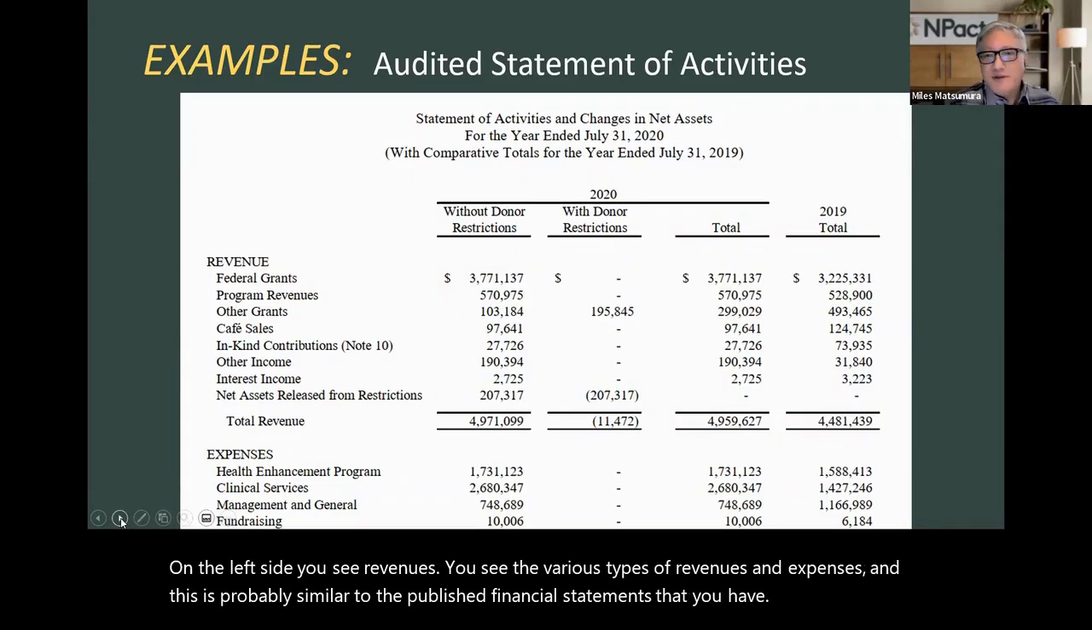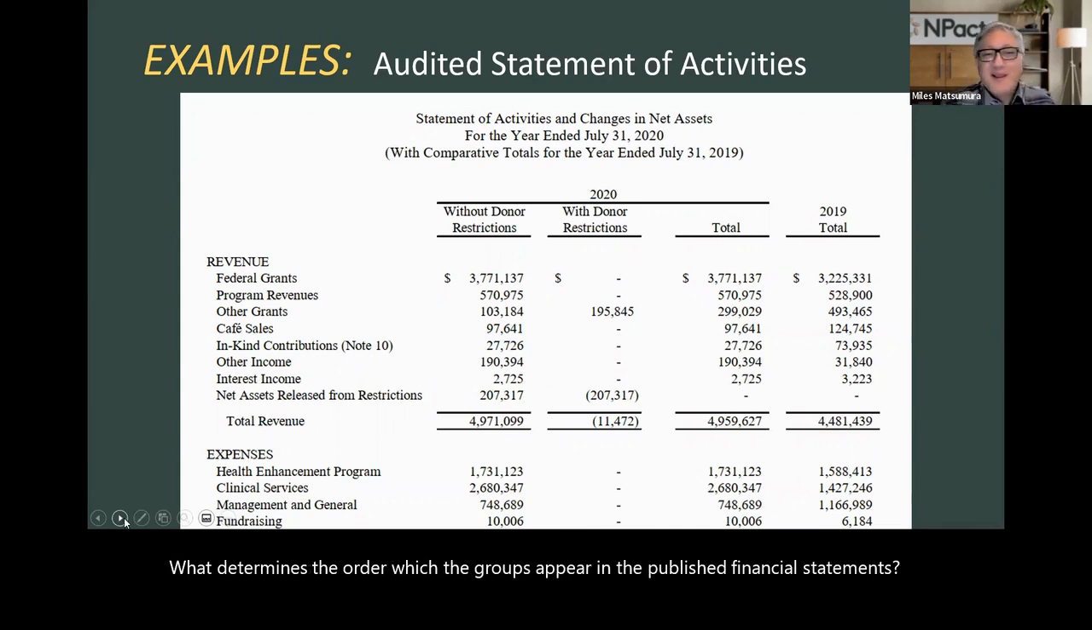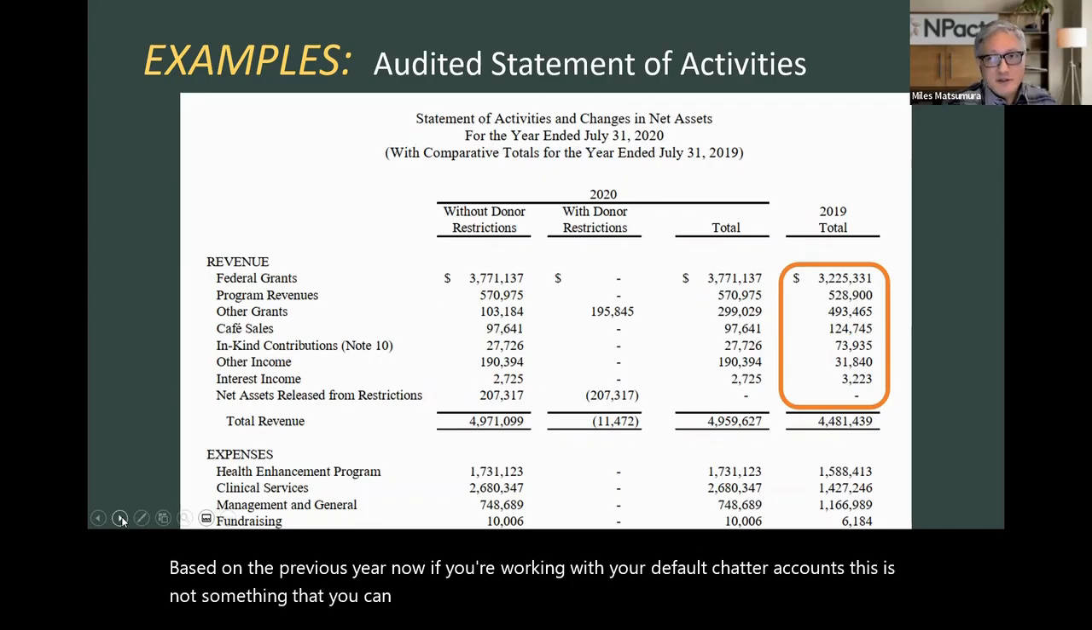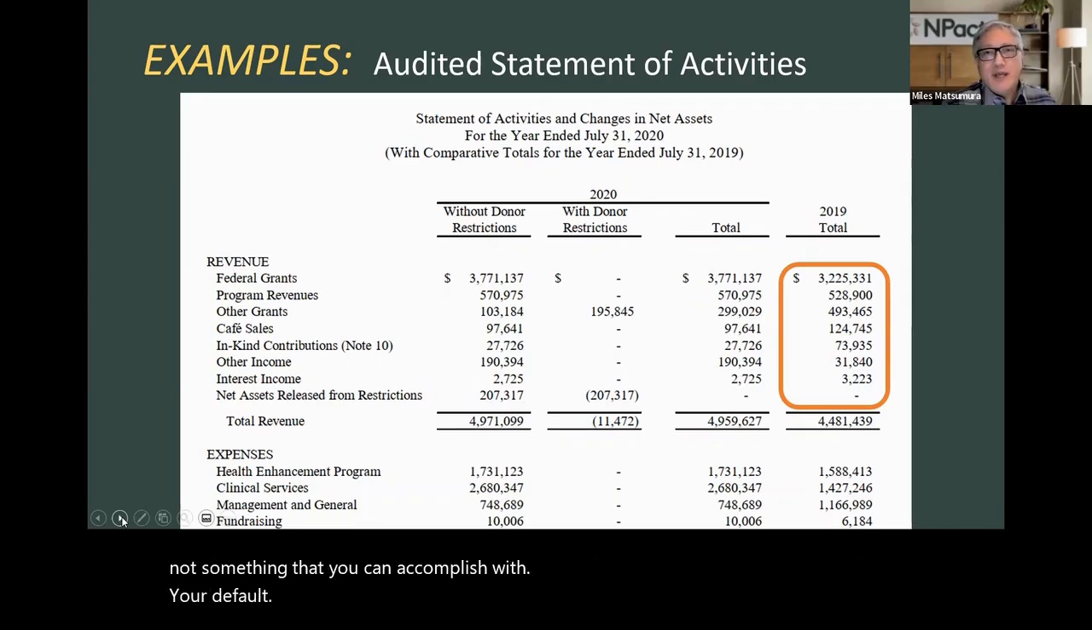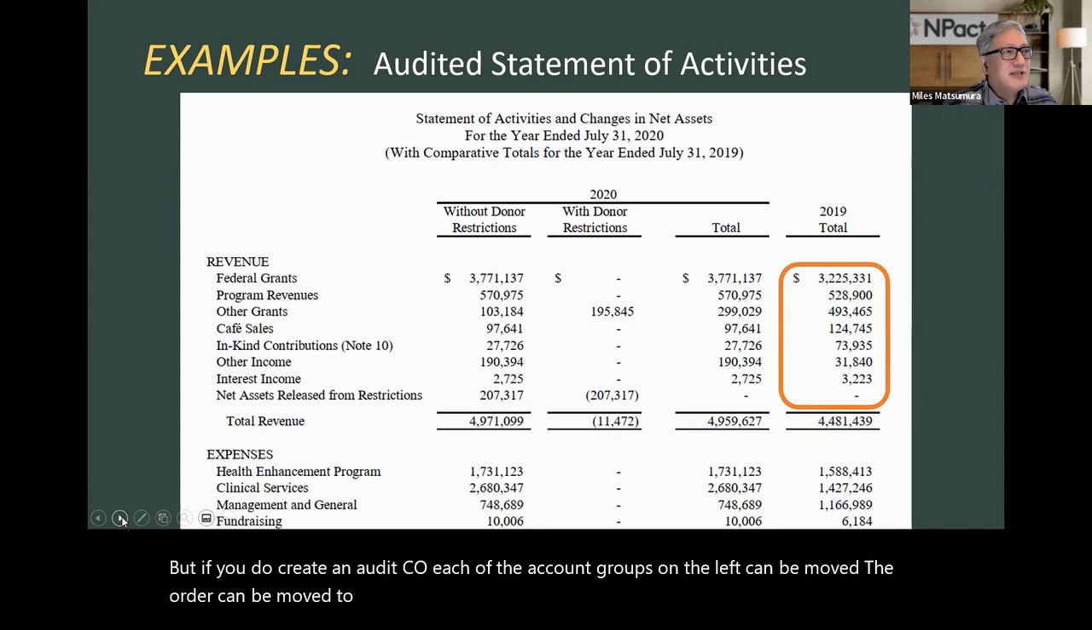One question: what determines the order in which the groups appear in the published financial statements? In this example, the groups on the left are sorted in order largest to smallest based on the previous year. Now, if you're working with your default chart of accounts, this is not something that you can accomplish with your default. But if you do create an audit COA, each of the account groups on the left can be moved. The order can be moved to match your published financial statements.